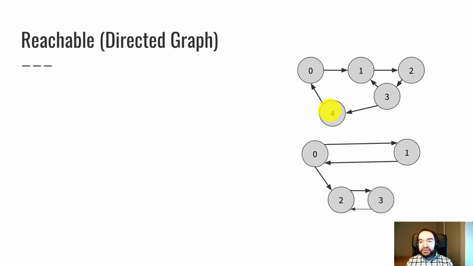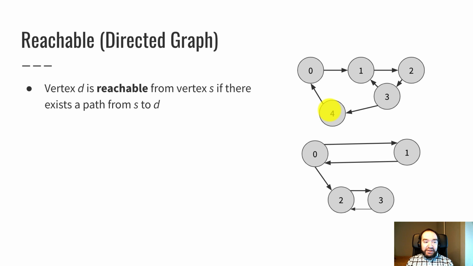Reachable is a way of describing which vertices can get to which other vertices. Vertex D is reachable from vertex S if there exists a path from S to D. Here, S is for start and D is for destination. So, for example, in the directed graph, 4 is reachable from 1 because there does exist a path from 1 to 4. I can start at 1 and follow directed edges and arrive at 4.